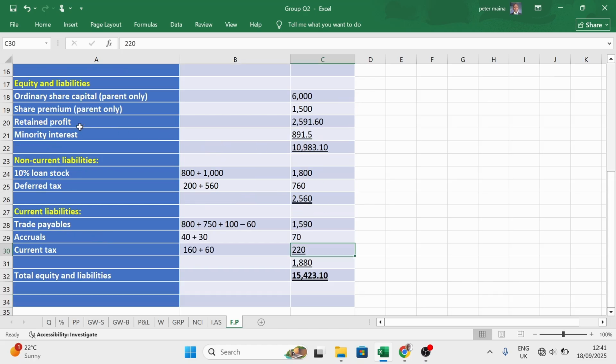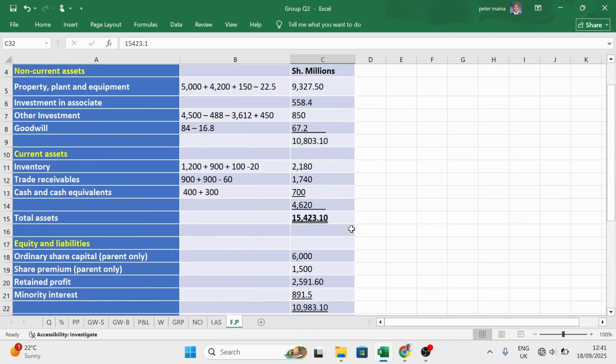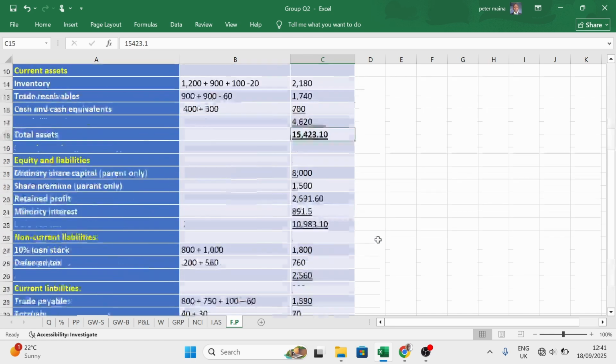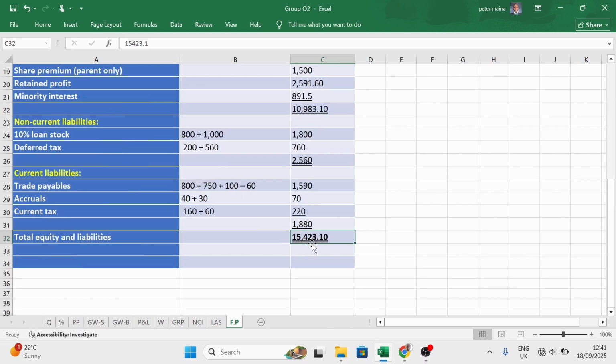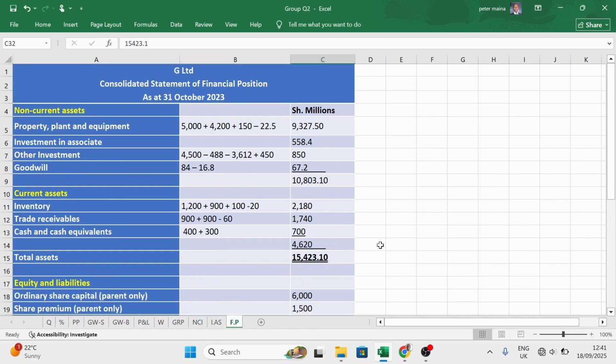When you add the equity and liabilities, the total is coming at 15,423.1. So this total is the same as the one we had for all the assets, non-current and current. So this is 15,423.1 and this is 15,423.1, meaning our workings were correct.